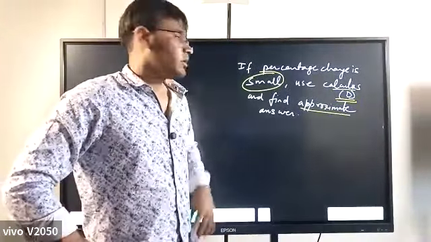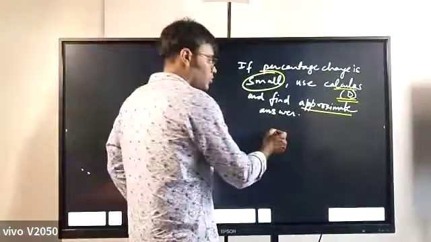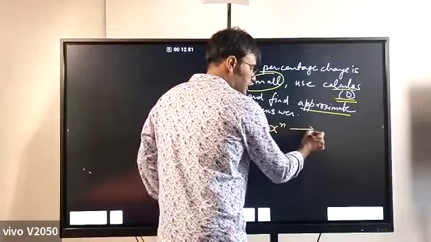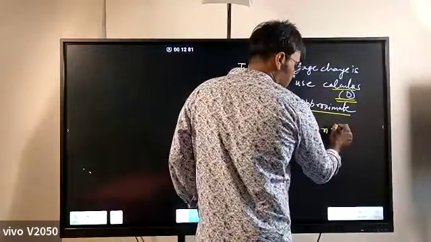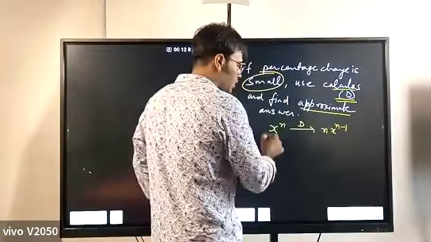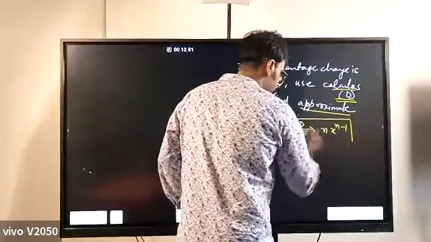Let's learn. For this, I just want you to know this. I hope all of you know this: differentiation of this function x to the power n is n times x to the power n minus 1. All of you know this now. I will be using this.